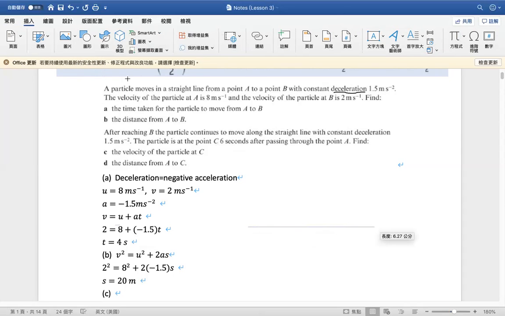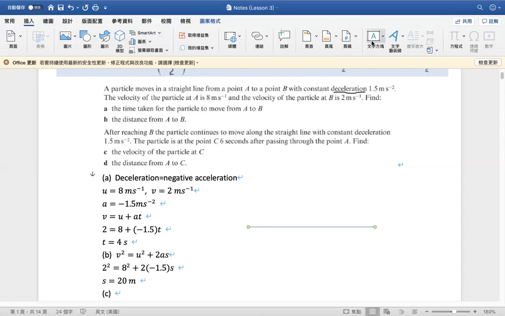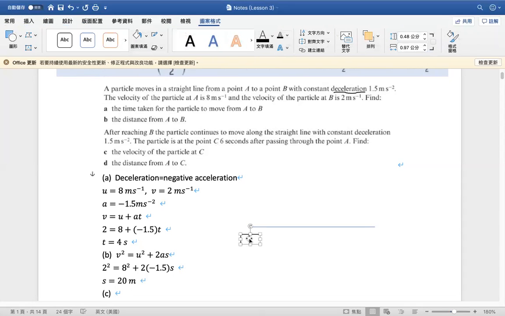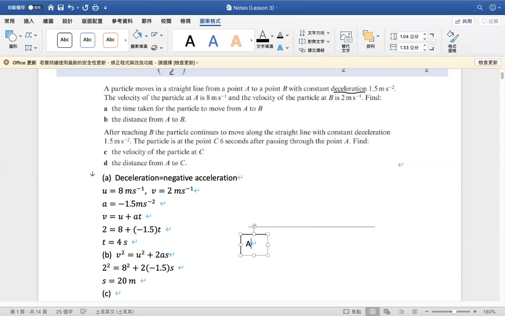So we have 3 points. So remember we have point A, which is here. We have point A here.